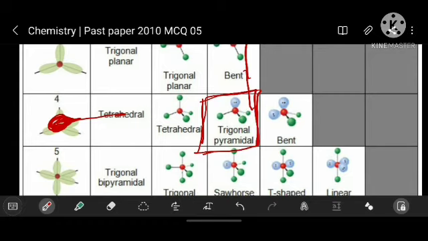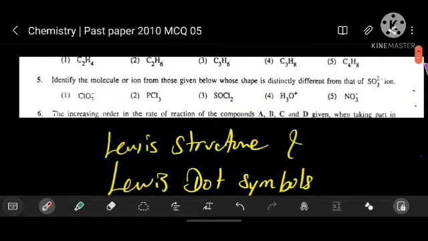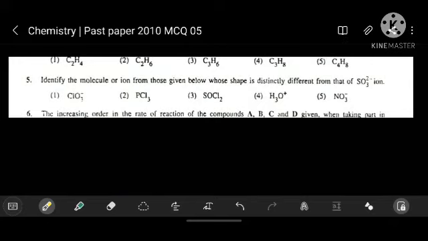Now in the question they have given these 5 compounds. So we have to identify the shape of these molecules separately, so that we can connect which one is similar to this one. Okay, let's identify the shapes separately for each compound.